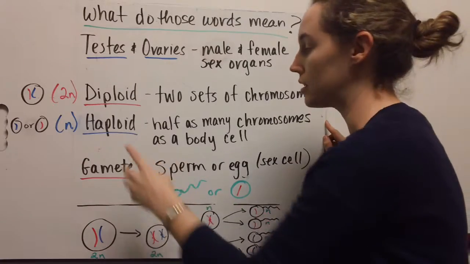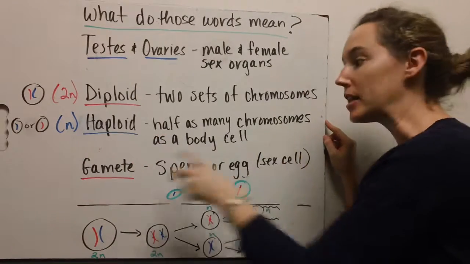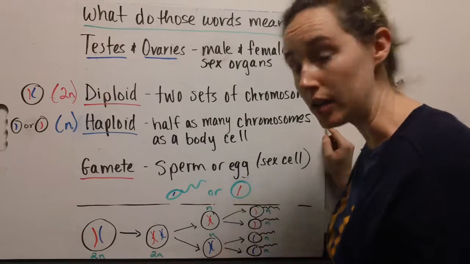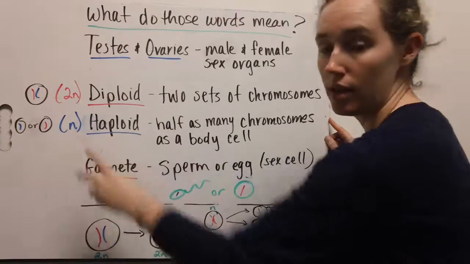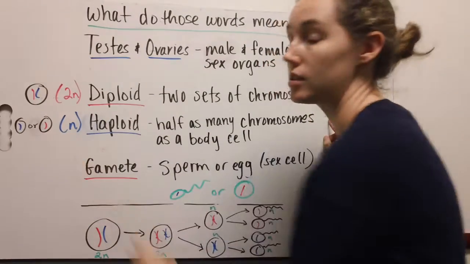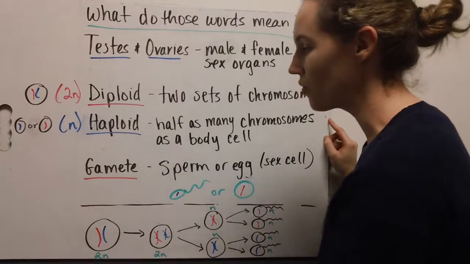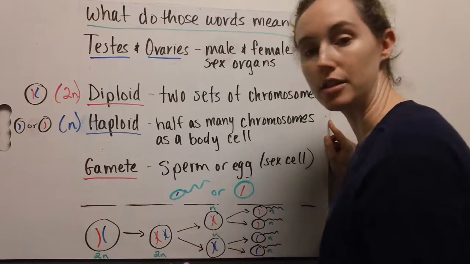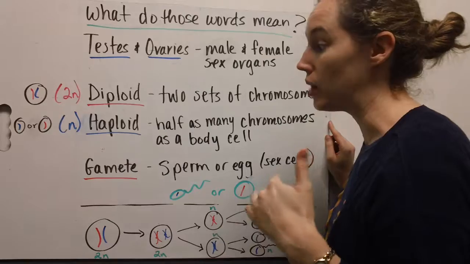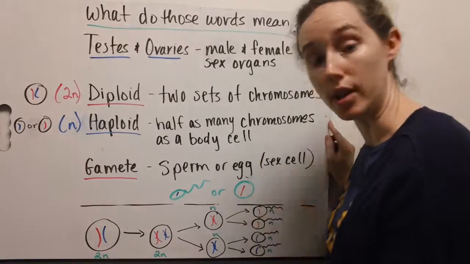Okay, a haploid cell has half as many chromosomes as a body cell. And we notate that with just a single N. Alright, so a cell that's haploid will just have 1 set of chromosomes. Gamete is just a fancy word for sex cell. So sperm and egg are gametes. So a haploid gamete is a sperm or an egg.